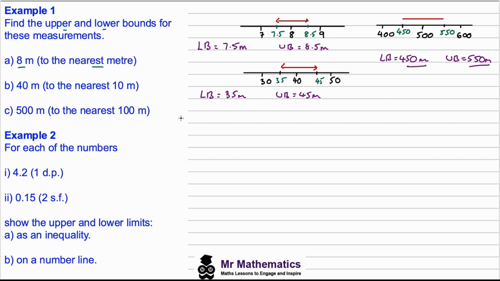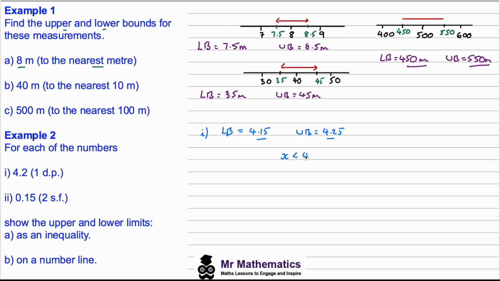So for question 2, a number has been rounded to one decimal place as 4.2. We've been asked to find the upper and lower limits as an inequality and as a number line. So we know the lower bound will be halfway between 4.1 and 4.2. So this will be 4.15. And we know the upper bound will be halfway between 4.2 and 4.3. So 4.25.